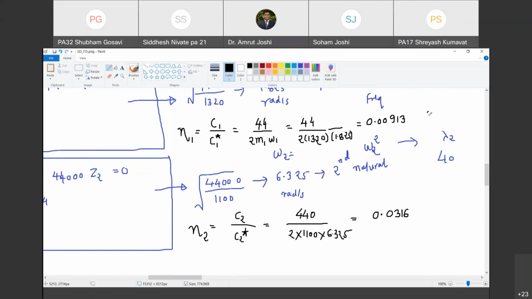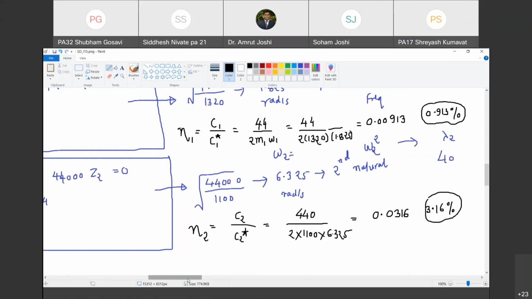And so can I call this 0.913%? And can I call this 3.16%? Look, I have already told you that steel structures have a damping of around 2% and RCC structures have damping of around 5%. So these values seem to be a little off. It's all right. As we are solving this as a theoretical problem, it should be fine. Are you with me? Yes, sir.